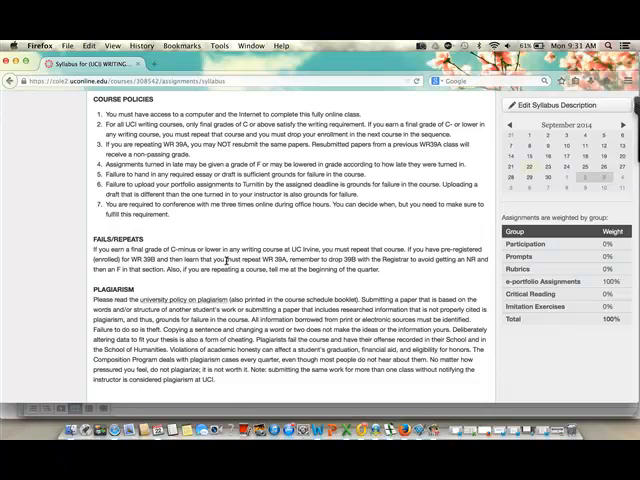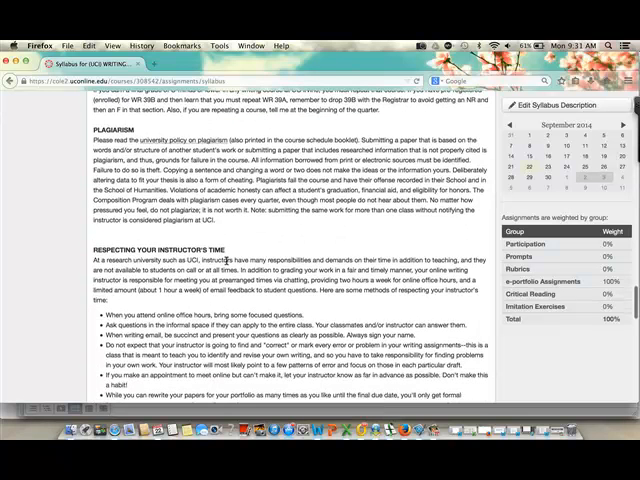You can read through all of those and look at that. In terms of plagiarism, you can't copy somebody else's work and use it as your own. Please look at the university policy on this.